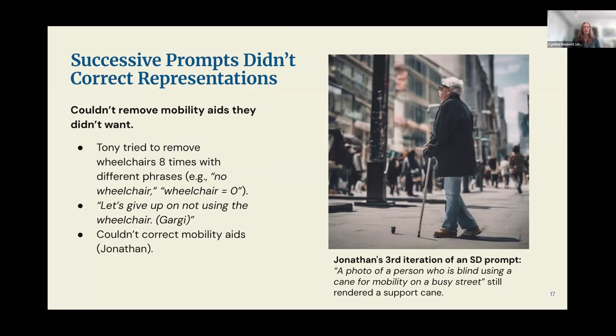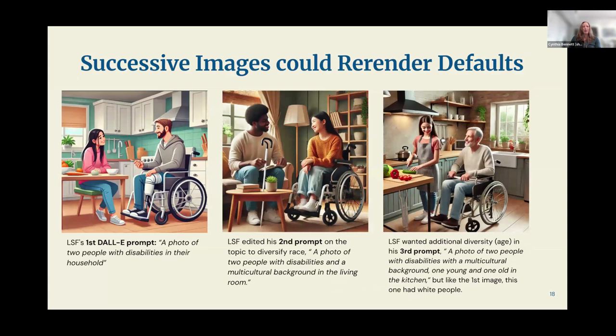So this extends research on invisible disabilities and the ways that people are often disbelieved or gaslit or made to prove that they have a disability. And the act of iterative prompting brought this to the fore in the way that although they were trying to produce an accurate representation, the models were not supporting that and were extending this narrow-mindedness about what disability looks like. Another example is John, who uses a mobility cane and wanted that to be depicted, but instead the incorrect kind of support cane was rendered even after he prompted several times to get rid of it. Next slide. Next, we noticed that successive images could re-render defaults, and this was particularly harmful.